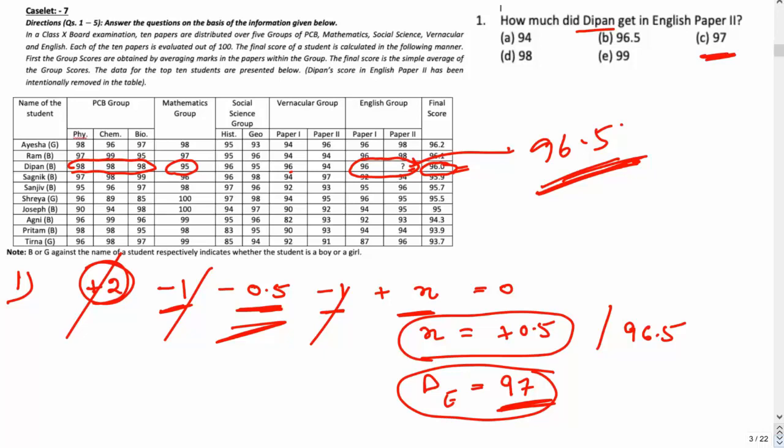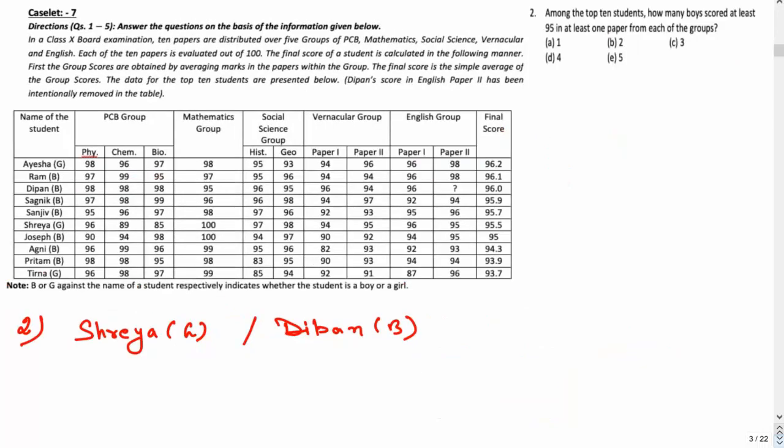Second one is just an observational question. Now that you have the scores, you will see that Dipan is one of the guys who has scored at least 95. Shreya is one of the girls who has scored that in papers. If they are asking about boys, you can simply say 1. It is an observational question. I can't help you in this because you have to look carefully. Okay, look at the third question.